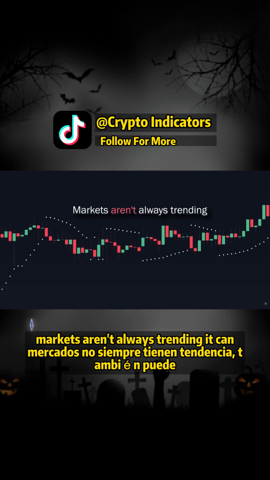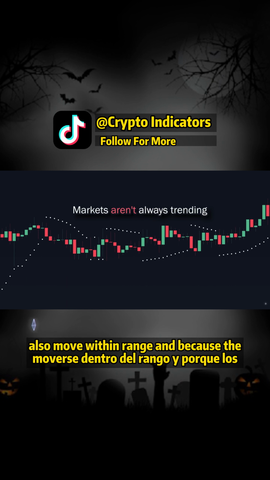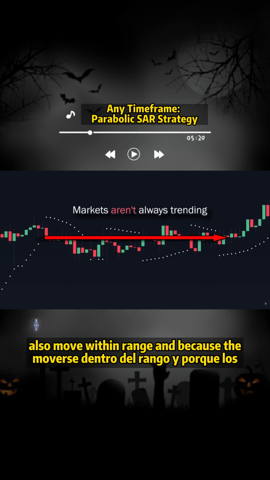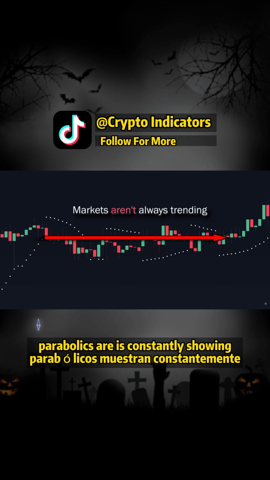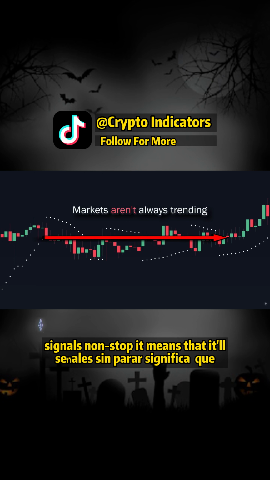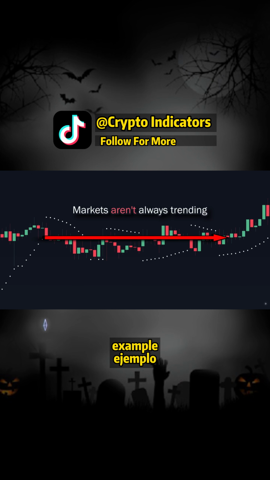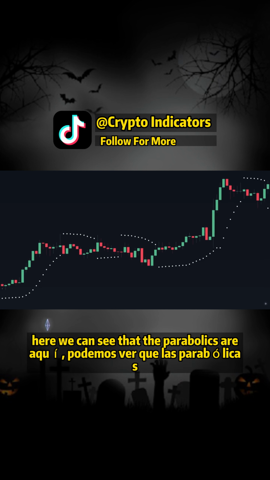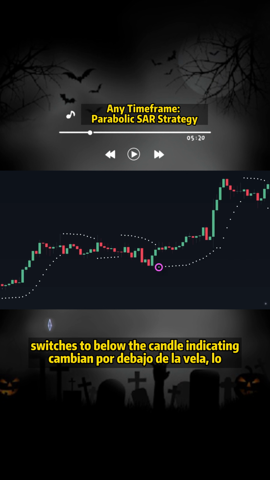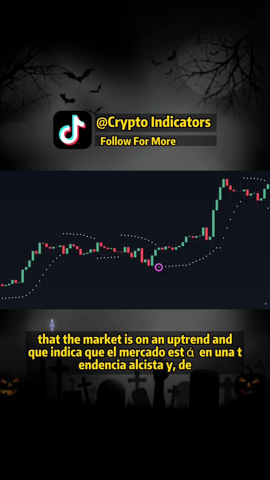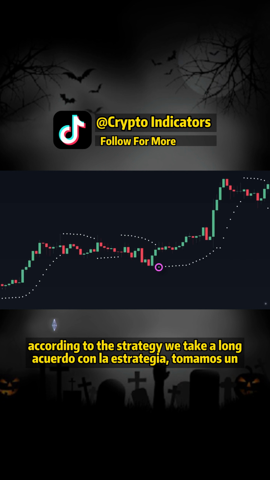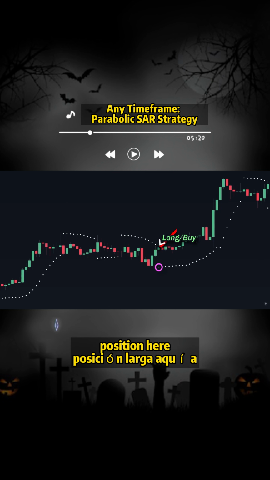Remember, markets aren't always trending. It can also move within a range. And because the Parabolic SAR is constantly showing signals non-stop, it means that it'll also show signals even when the market isn't trending. Let me show you an example. Here, we can see that the Parabolic SAR switches to below the candle, indicating that the market is on an uptrend. And according to the strategy, we take a long position here.